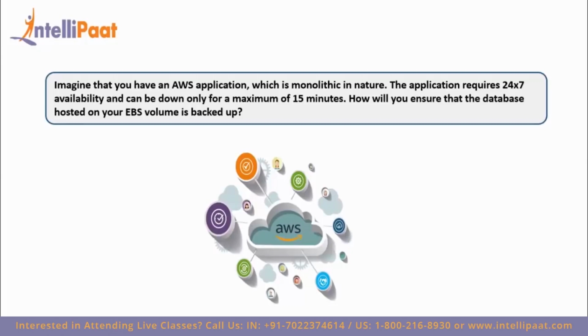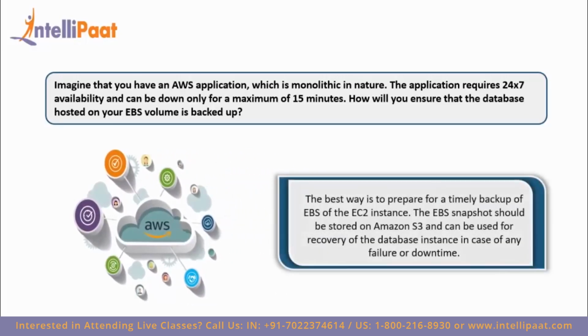How will you ensure that the database hosted on your EBS volume is backed up? Now, since it's a monolithic application, even the database resides on the same server as that of the application. So the question is, how will you ensure that your database is backed up in case there is an outage? So for this, I'll say the answer is pretty easy. You can schedule EBS snapshots for your EC2 instance at particular intervals of time, and these snapshots would basically act as a backup to your database instances which have been deployed on EC2. So hence the answer is EBS snapshots.